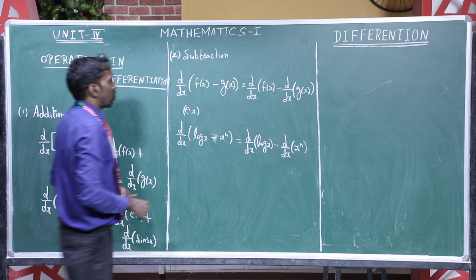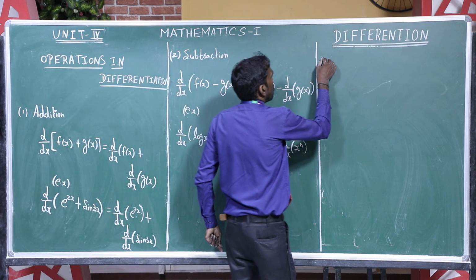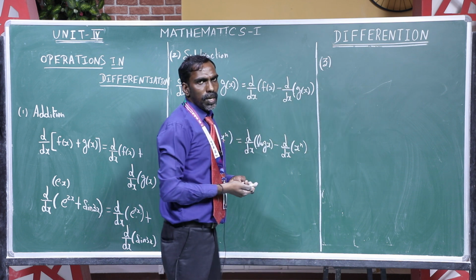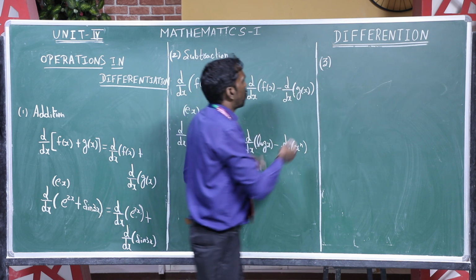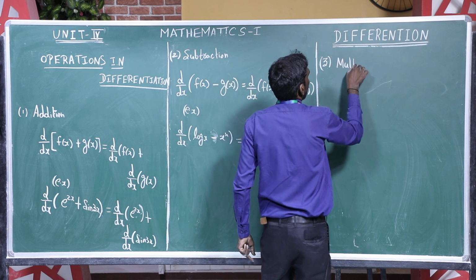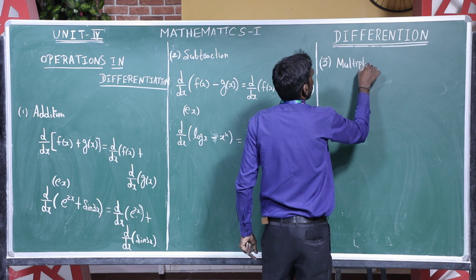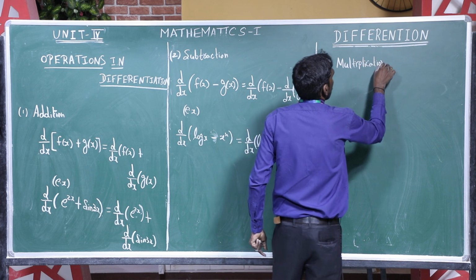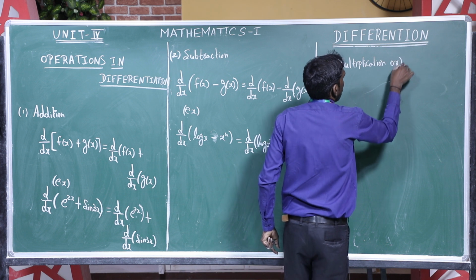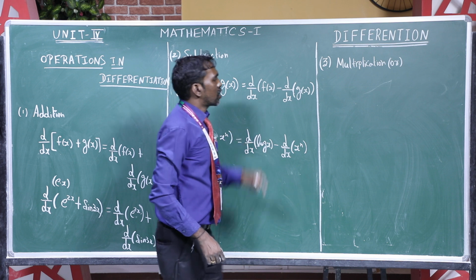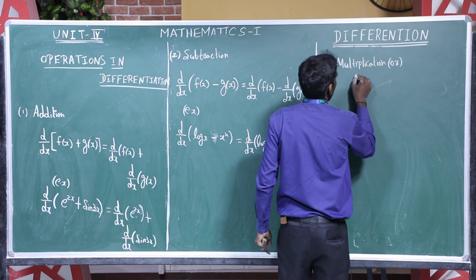The next, multiplication of the two functions, or else the product rule. Know the product rule: simply the multiplication of the two functions. It is a very important property, product rule and quotient rule. I will discuss the formula. Multiplication or product rule.